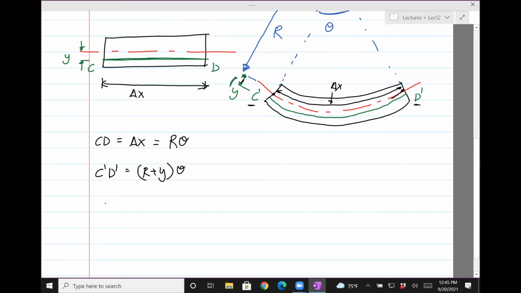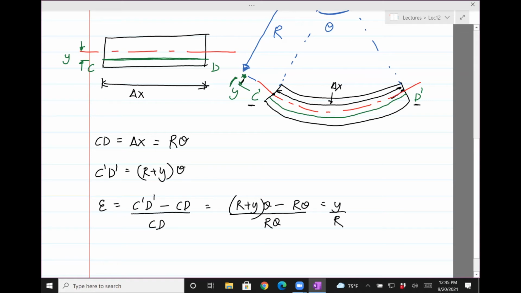So now we can find the strain. The strain is defined as the net change in length, so C prime D prime minus CD, divided by the original length, CD. So C prime D prime is (R plus y) times theta, minus CD, which is R times theta, divided by CD, so R theta. If you do the math on that, it just works out to be y divided by R. It's not a function of theta anymore. It's just a function of the distance y and the radius.